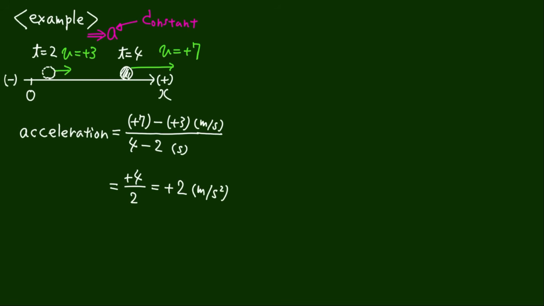The unit is meters per second squared, and we write it with this notation. In other words, the quantity we wrote as a earlier has a value of plus 2. Is that clear? Please pay attention to this plus sign. This plus sign means movement to the right. The sign clearly tells us in which direction the acceleration occurred.